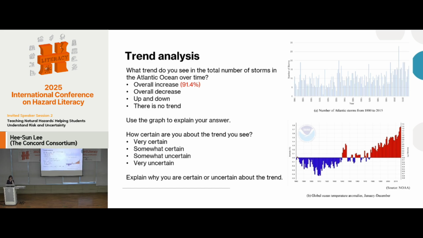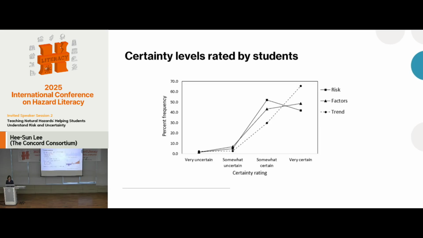So the trend analysis one, we showed storm counts over time and global ocean temperature anomalies. And then we have these two put together over the same time period and make a connection between the two graphs. So we have them choose the pattern and then create the certainty level, and then they talk about the reasoning. So this is the result.